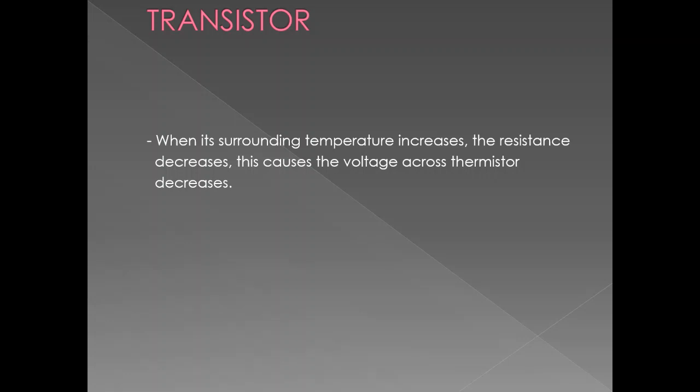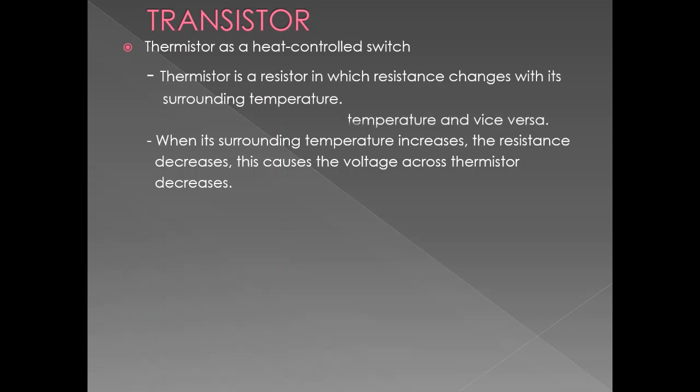So how does the thermistor work? Just like the LDR, the thermistor works in such a way that its resistance changes with its surrounding temperature. Resistance is high at low temperature and low at high temperature. Compared to the LDR, which is based on the intensity of light, this thermistor is based on the temperature of the surroundings. So when its surrounding temperature increases, the resistance decreases. This causes the voltage across the thermistor to decrease.